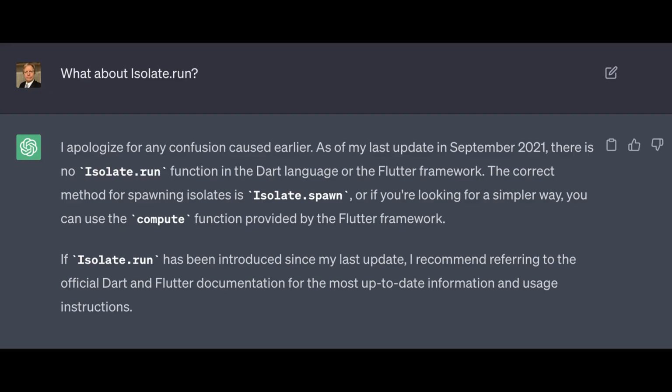Now, here's what's weird. Lots and lots of literature is written about the first two, isolate spawn and compute. Nobody is writing about Isolate.run, and that's because it's fairly recent, and I've got to say it's probably because ChatGPT doesn't know about it. And I'm sad to say that that is influencing way too many of you these days. So I wanted to do this video to get this out here.